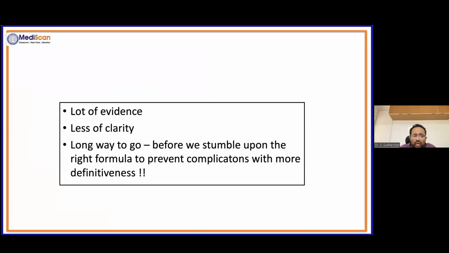So to conclude this talk, what I've put across is that to predict macrosomia there is a very large amount of evidence, but there is still a long way to go before we stumble upon the perfect formula to prevent complications with more definitiveness. We have certain standard things which have been established, but more and more evidence is coming up which improves the prediction. And of late, these AI technologies which are improving automated measurements in the machine may become the way we go in the future, especially to do these non-standard biometric measurements to predict macrosomia better. Thank you so much.